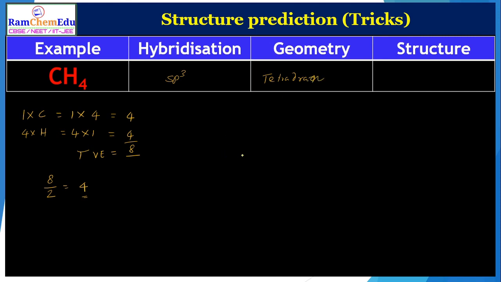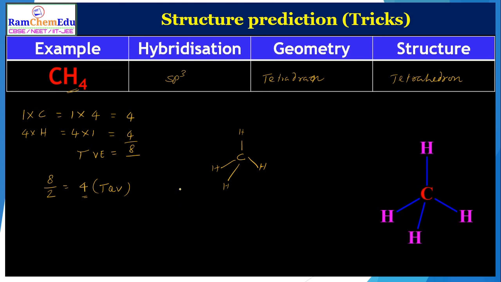So we can fix the structure now. We can put the geometry as this. So we can fix all the hydrogens. So it's the standard tetrahedron geometry, and the structure is also the same, tetrahedron, because the number of surrounding atoms is equal to the total quotient value. So we have the tetrahedral geometry. Here the geometry and structure both are the same.